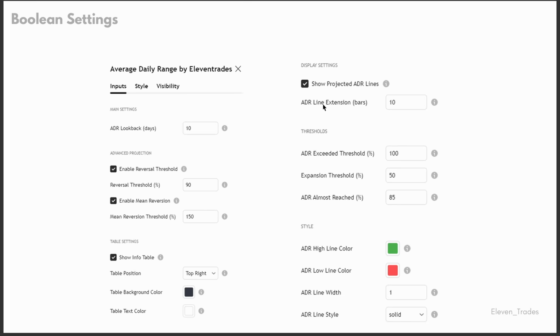In this setting, you can set the extension of the line, how much you want it extended to the right side. So 10 is the optimal spot. Now the ADR threshold, if the 100% is breached, it is going to give you a danger sign. So you can adjust those settings, the expansion threshold, and these are the colors. I'm going to explain it to you in the chart. So let's hop into TradingView.